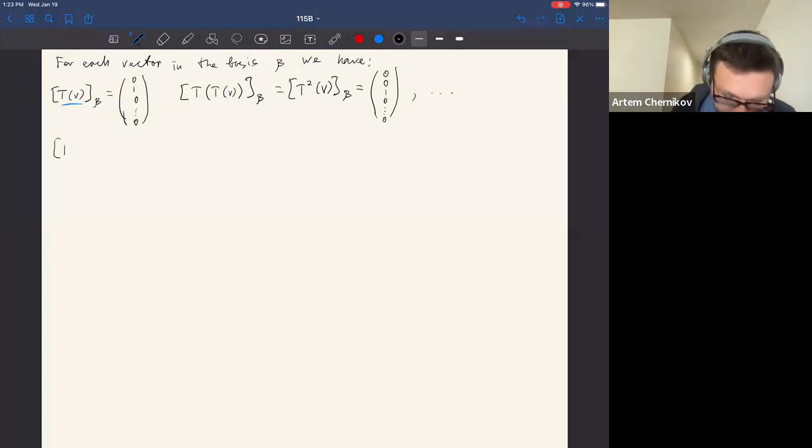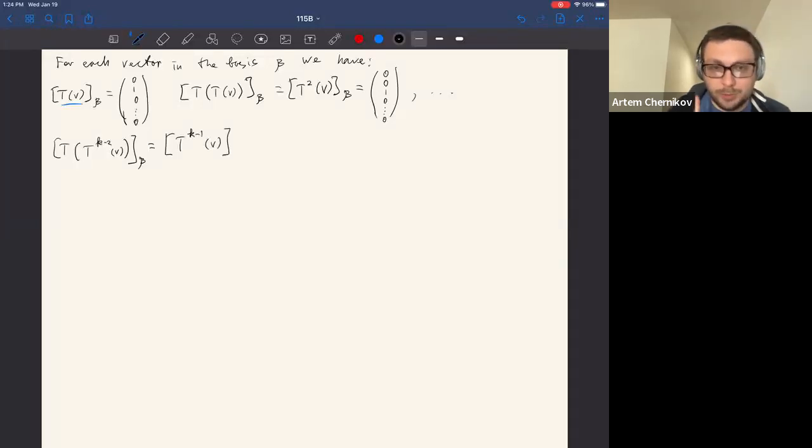So let's see the expression for T of T k minus 2 of V, right? So this with respect to beta is the same as T k minus 1 of V, right? So we increased k minus 2 by 1. So this is T k minus 1 of V with respect to beta. And this is just the last vector in our basis beta, right? So this consists of all zeros except for the last position where we have 1. Okay.